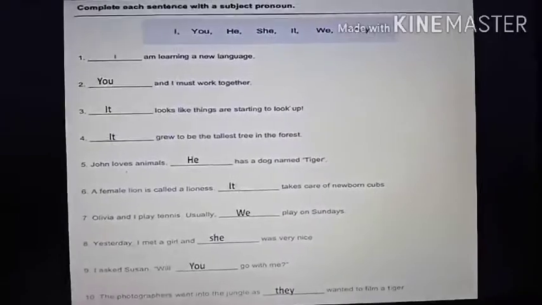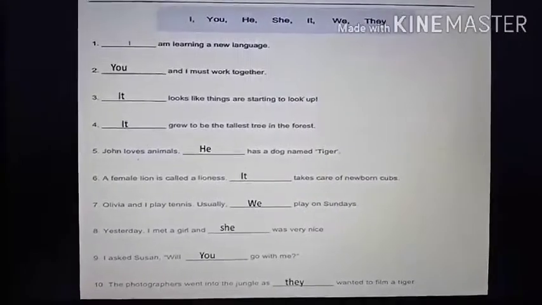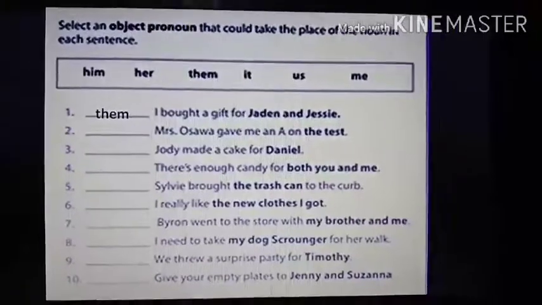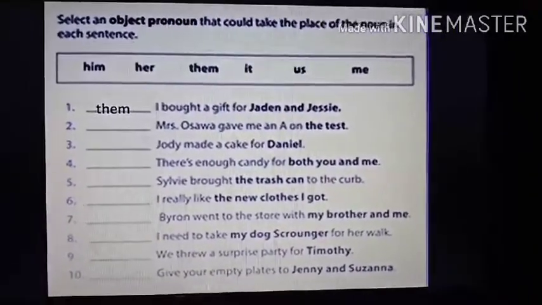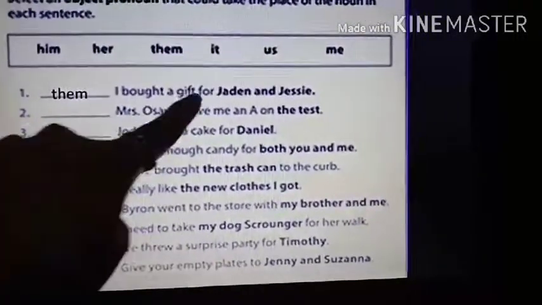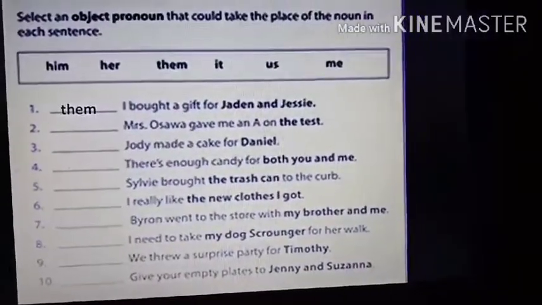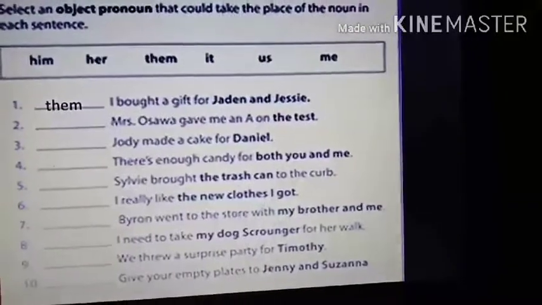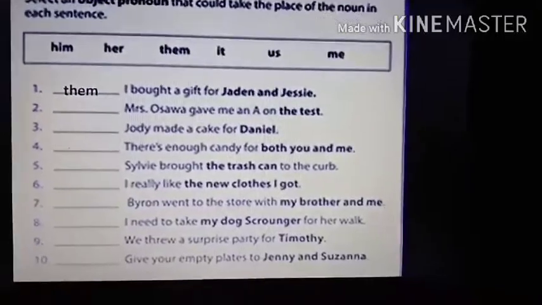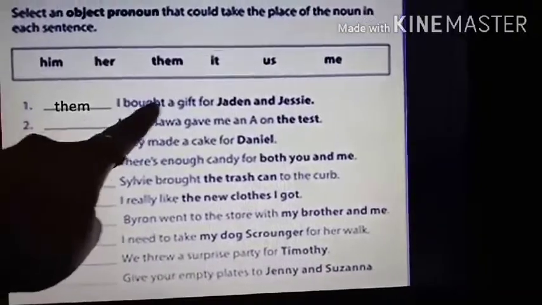So this was about the subject pronouns. Now in the next slide, we will see the object pronouns. The first one I have done for you just to explain. I bought a gift for Jaden and Jessie. Now in place of Jaden and Jessie, you have to write the pronoun. These are object pronouns. There are two people. So whenever there is more than one person, we use them. I bought a gift for them.